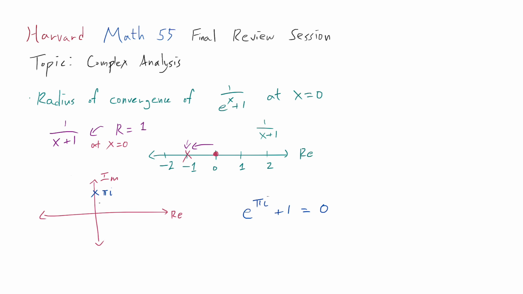And in fact, this turns out to be the closest singularity to 0. So if you're looking at it from the point of view of x equals 0, and in fact, you can define e to the x plus 1 where x is any complex number. This is one of the basic things in complex analysis. Then the closest singularity is the distance pi away. And here the radius of convergence, in fact, turns out to be pi.